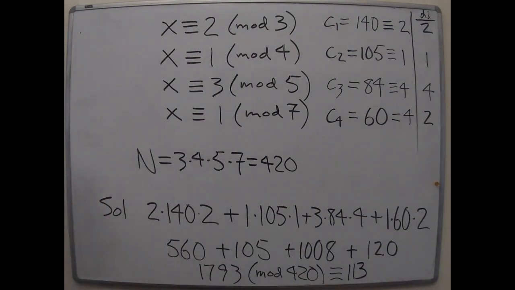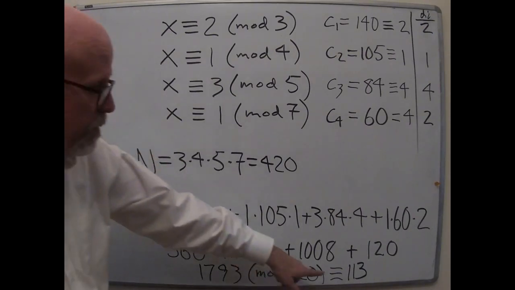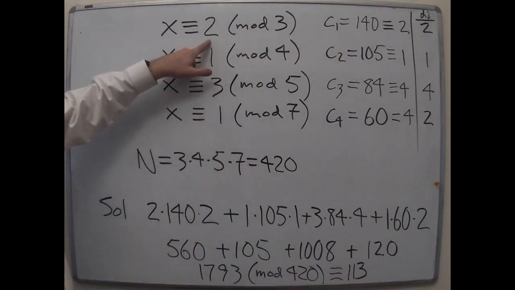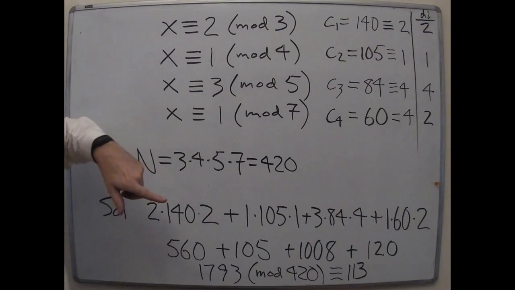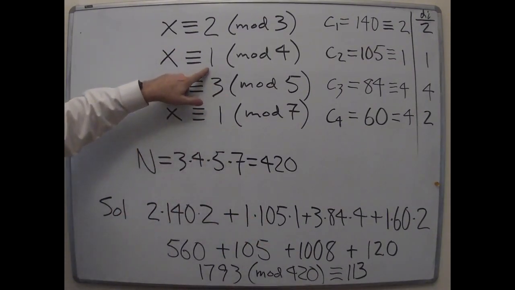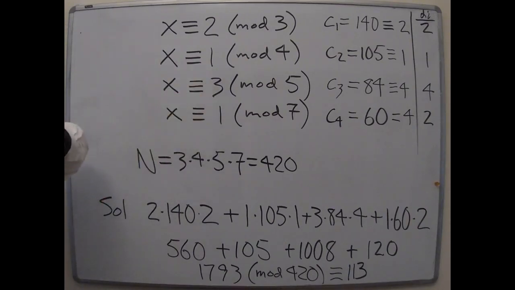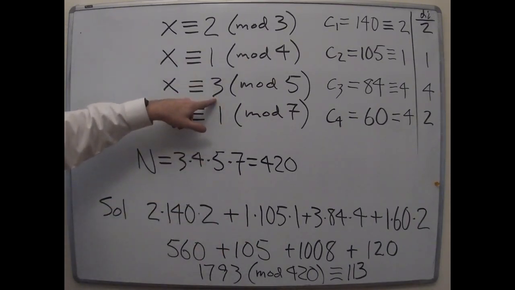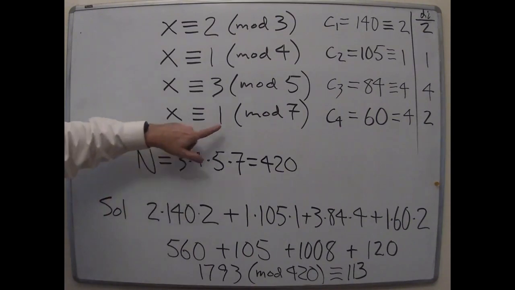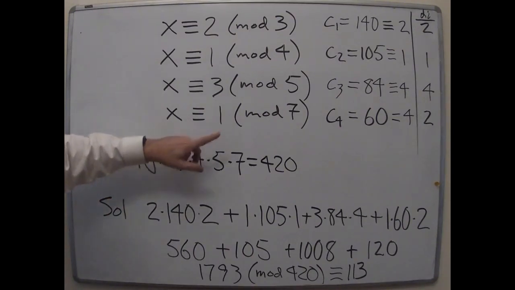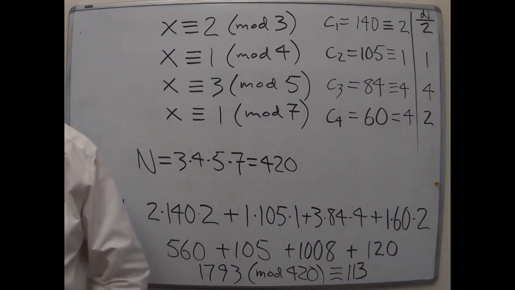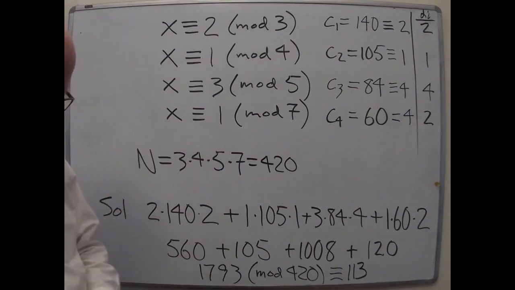We need to verify it one more time. 111 is 0 mod 3, so 113 is 2 mod 3. 112 is 0 mod 4, so 113 is 1 mod 4. 113 is pretty clearly 3 mod 5 because it ends in a 3. And it's 1 mod 7. Is 112 really a multiple of 7? It is 16 times 7. So 113 does the trick.